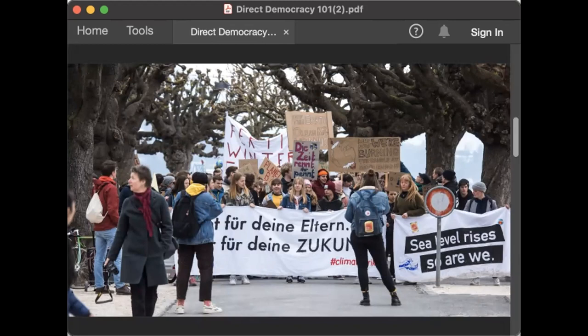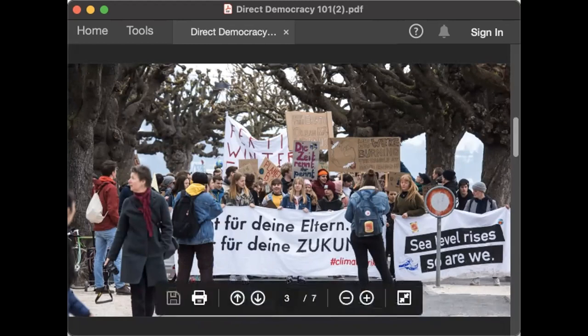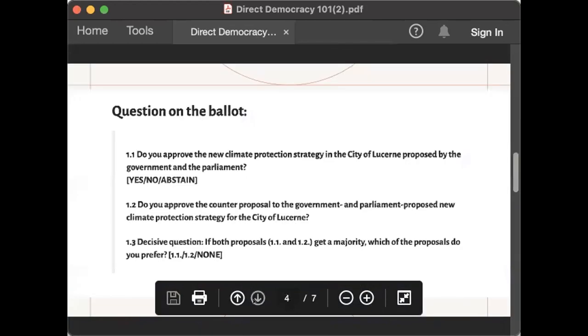I'm sharing with you an example from the city of Luzern in Switzerland, where the opposition parties had launched an initiative for a climate-friendly Luzern, for a climate strategy in Luzern. No, sorry, the government parties had launched an initiative for a climate-friendly city, and the opposition parties wanted to, they agreed with that, but not completely.